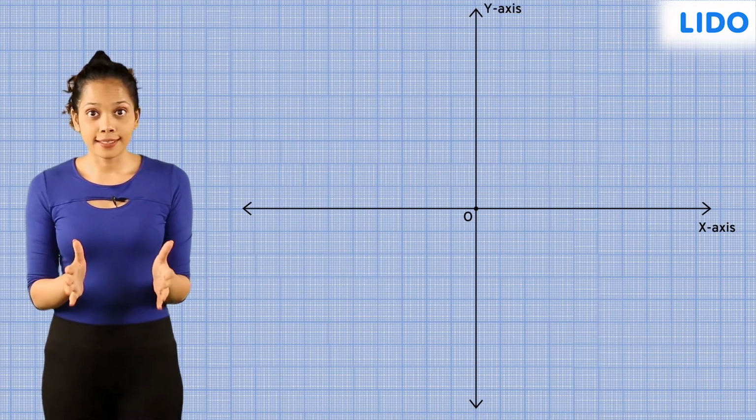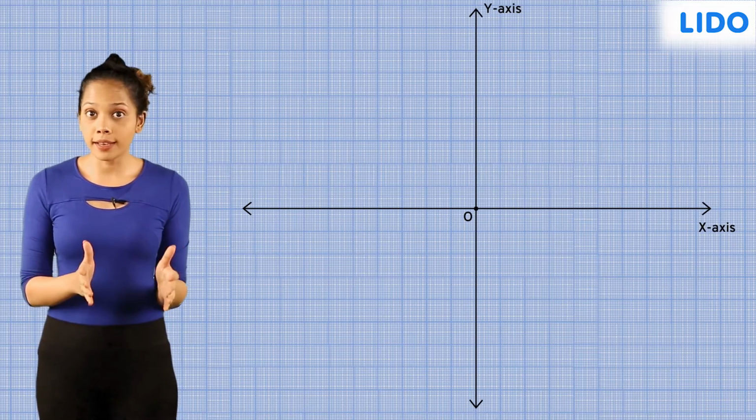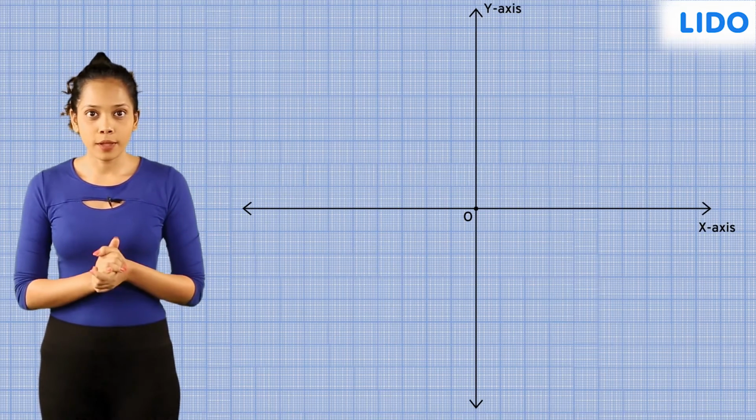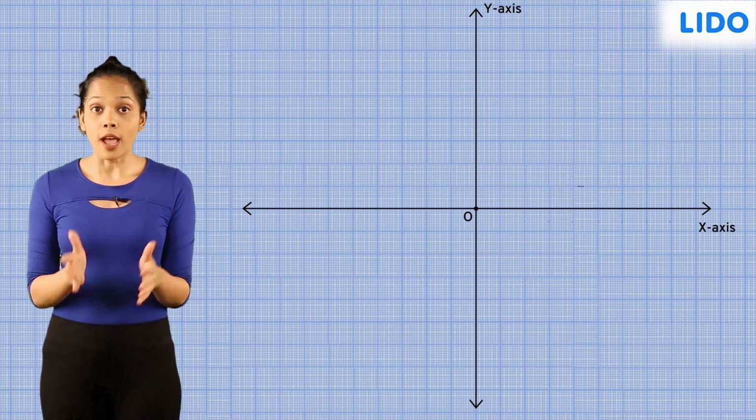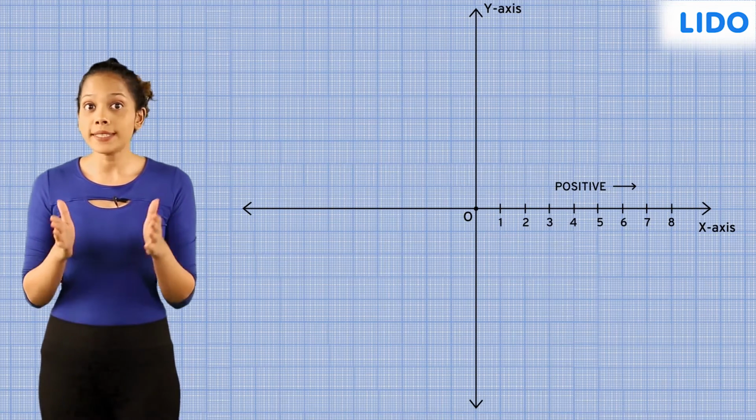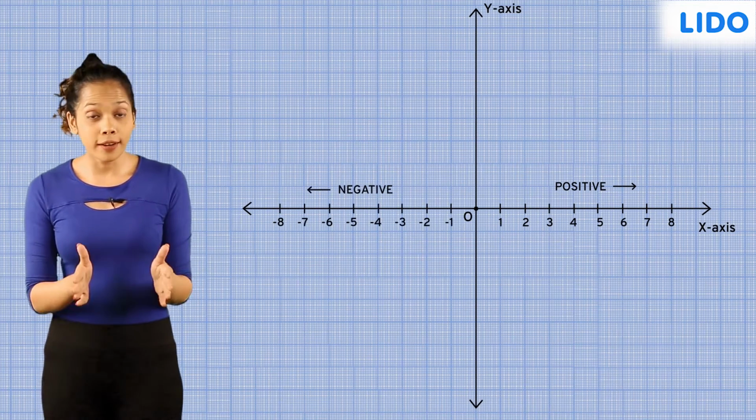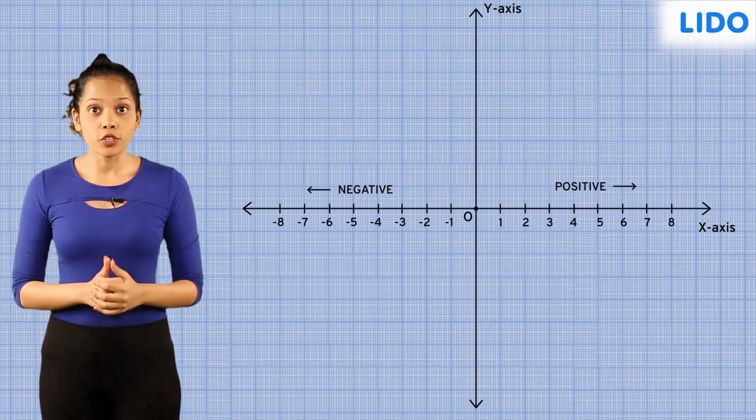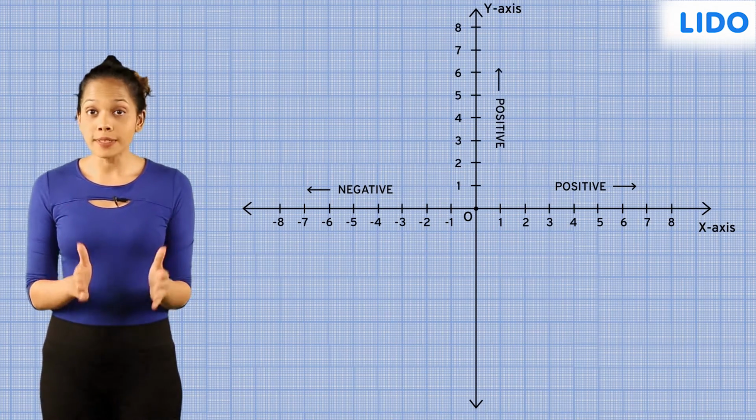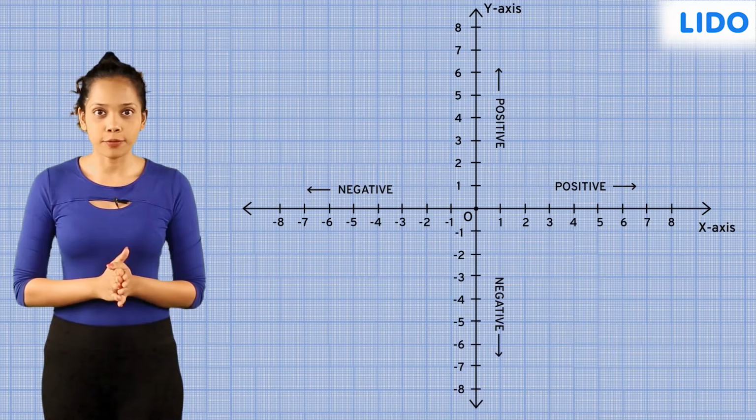The x-axis and the y-axis have markings at equal distances. On the x-axis, the markings on the right of the origin are positive, while those to its left are negative. Similarly, on the y-axis, the markings above the origin are positive and those below the origin are negative.